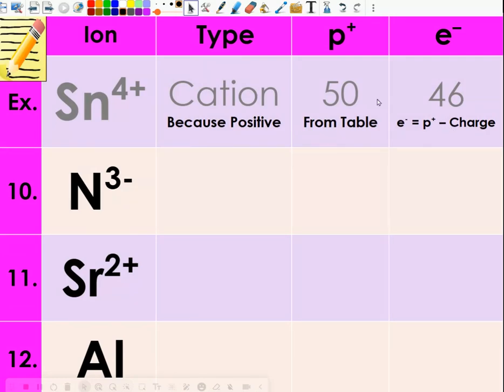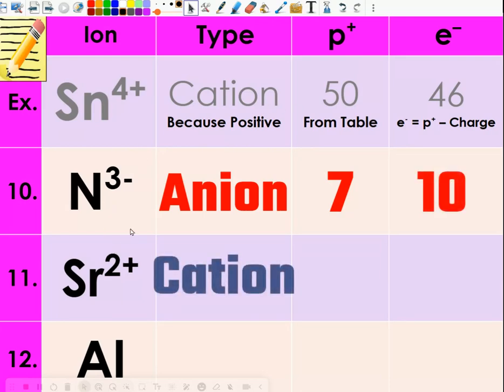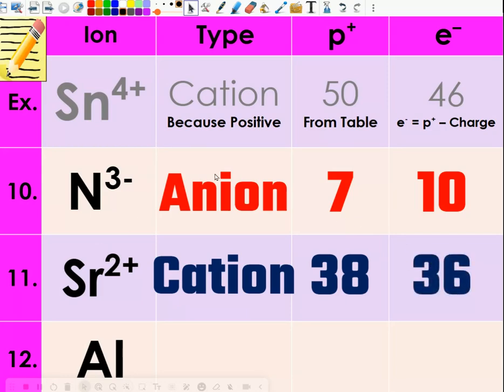To answer the sample questions, since it is negative, this is an anion. Since it is nitrogen, it has 7 protons. 7 minus a negative 3 is 10. Since this is positive, it is a cation. Since it is strontium, it is 38 protons off your table. 38 minus 2 is 36.